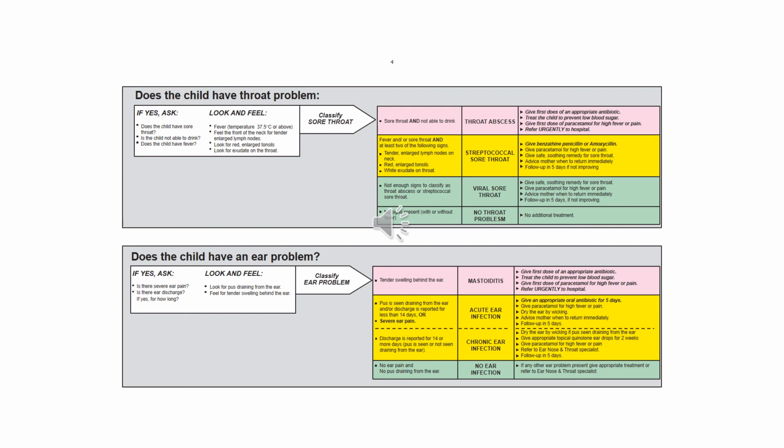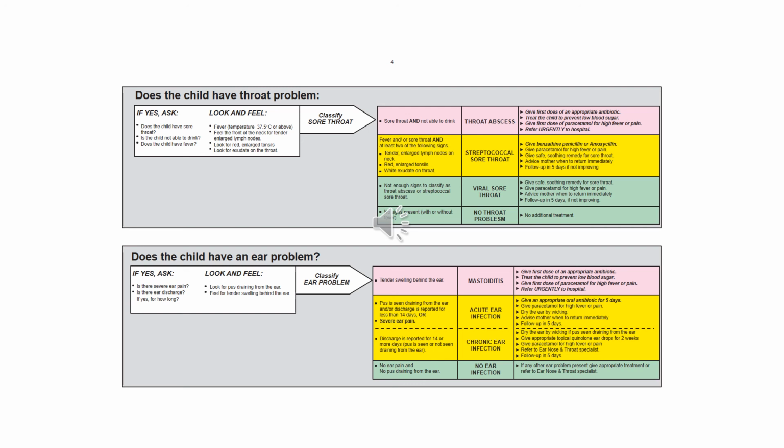Now, in the next type of classification, if pus is draining from the ear and discharge has been reported for more than 14 days, that also falls into the yellow section, and this is a chronic ear infection. For chronic ear infection, you have to dry the ear by wicking, treat with topical quinolone drops for 14 days, and counsel the mother to come for follow-up in the next 5 days.